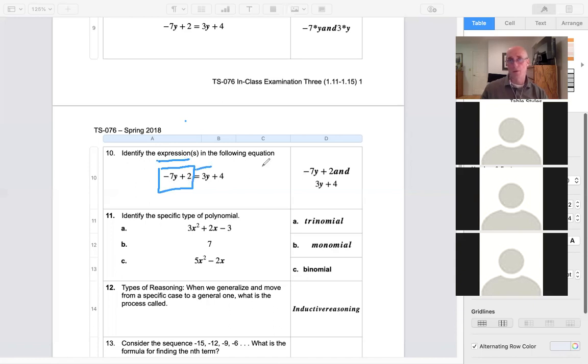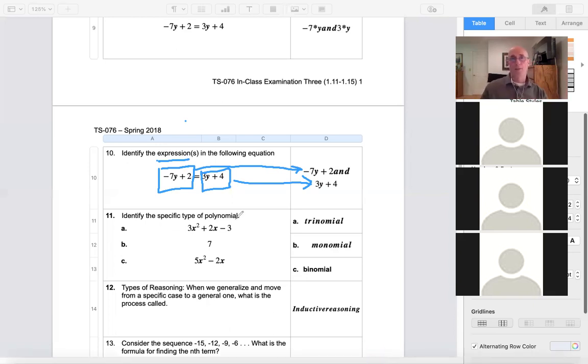Okay, if I just draw an arrow here, there's one. And the other expression on the other side is 3y plus 4, which is obviously right here. Okay, those are the two expressions. And again, you have those in your notes. So factors are things squished together, multiplied by each other. Expressions are what's on one side of the equal sign.